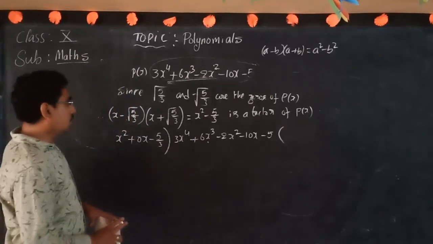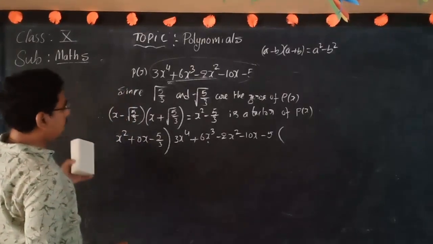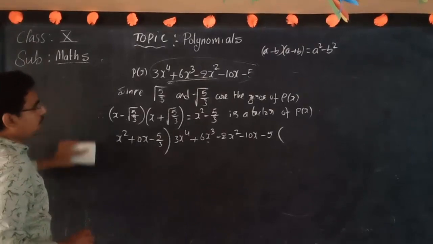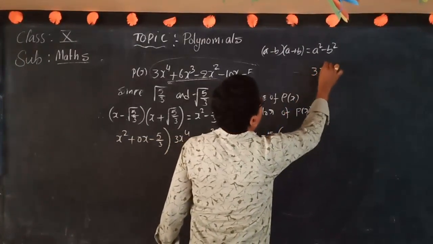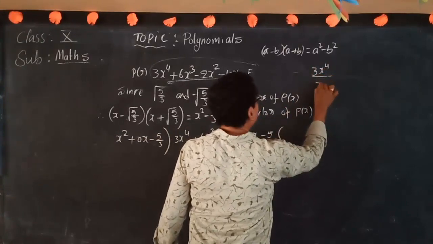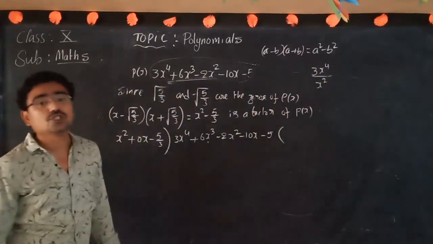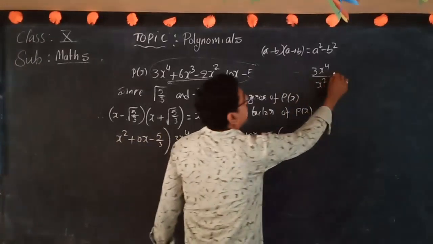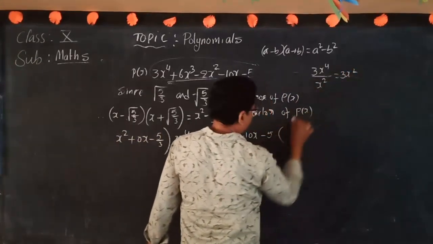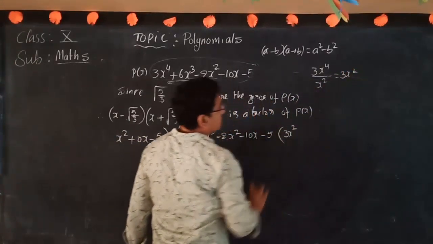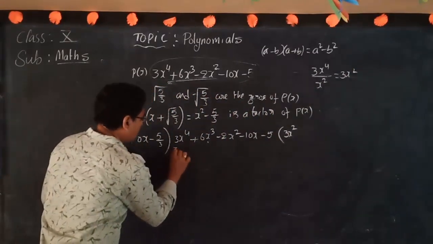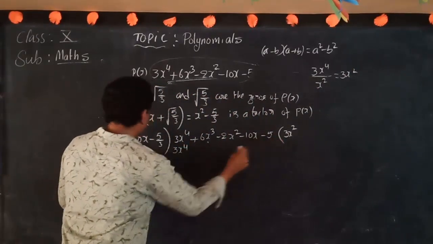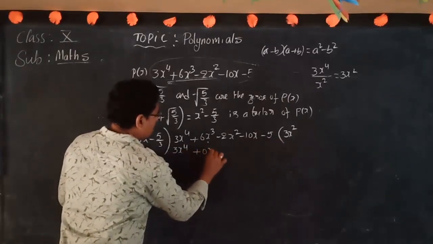See what the process actually is. Already I gave an explanation of how we can do the division. Take the first term in the dividend, 3x power 4, divided by x square. What is the first term in the quotient? 3x square is the first term. 3x square into x square, 3x power 4 will come. 3x square into 0, 0x will come.